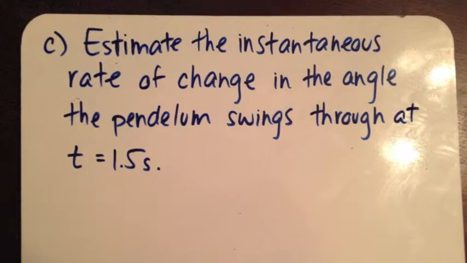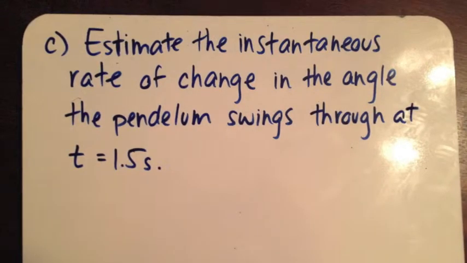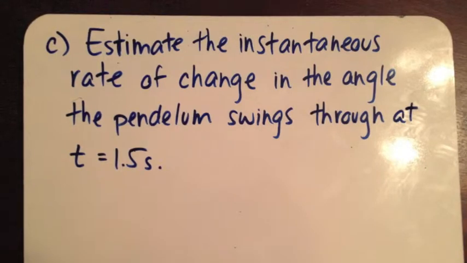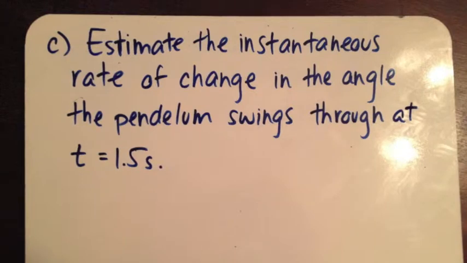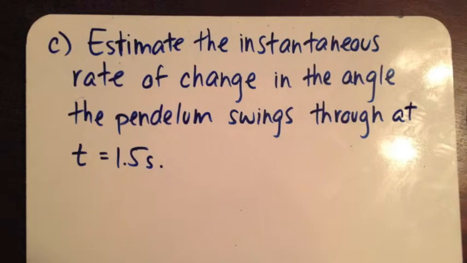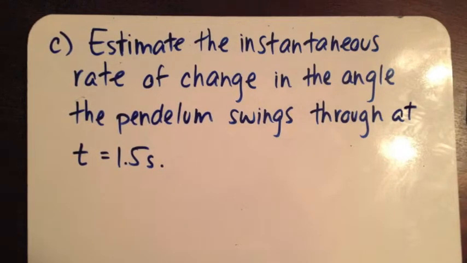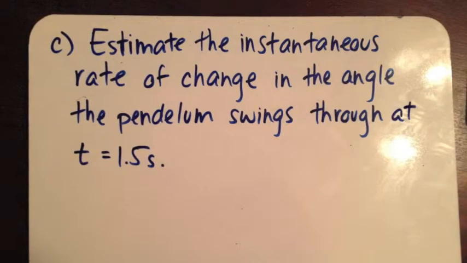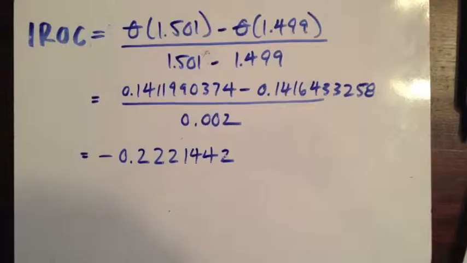C. Estimate the instantaneous rate of change in the angle the pendulum swings through at t equals 1.5 seconds. For a function, the instantaneous rate of change at a point is the same as the slope of the tangent line. In the Advanced Functions course, the instantaneous rate of change is an estimate, as 1/1000th is added and subtracted from the exact value needed to be found.